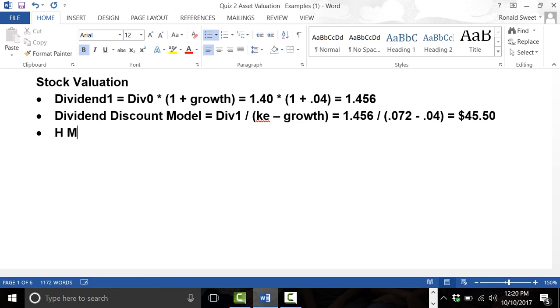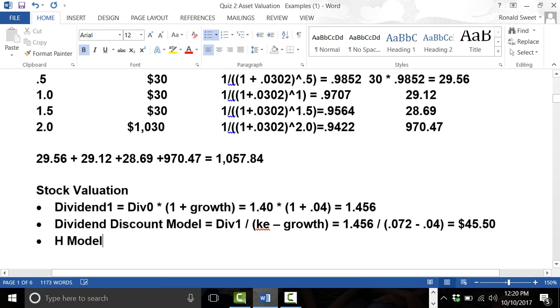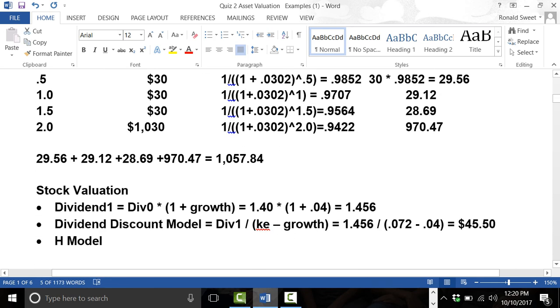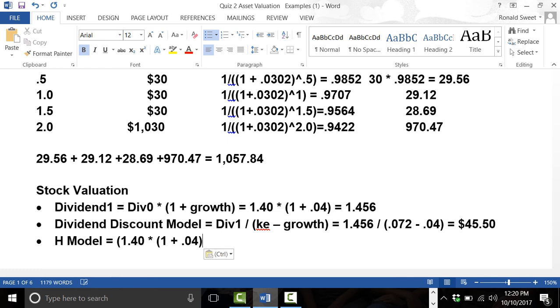And then the H model is this formula right up here. The H model formula is exactly the same as the previous model. Dividend 0 times 1 plus the growth rate. That's what we did to get dividend 1. So dividend 0 times 1 plus the growth rate. We're going to add to that dividend 0, which is $1.40.